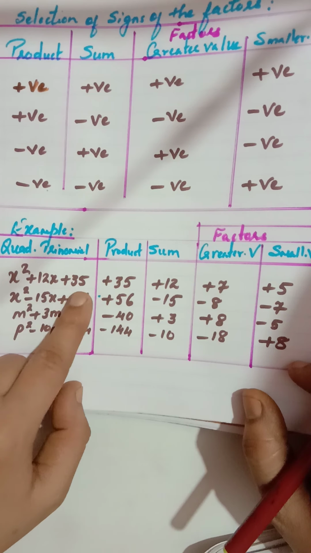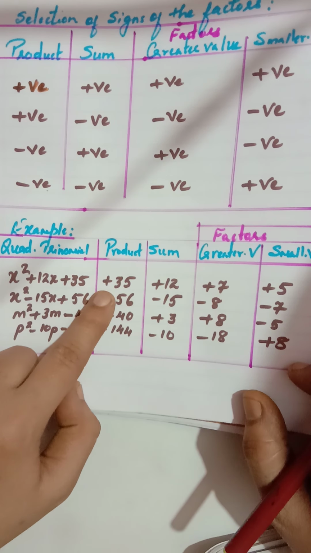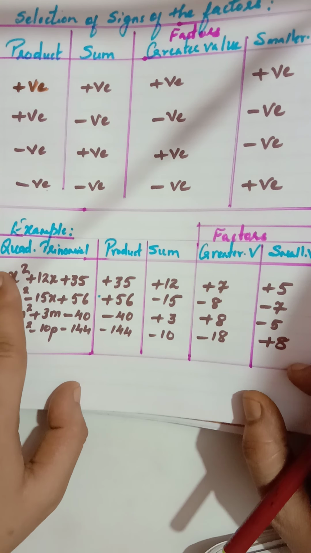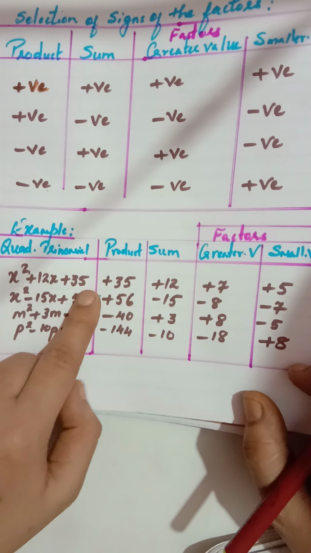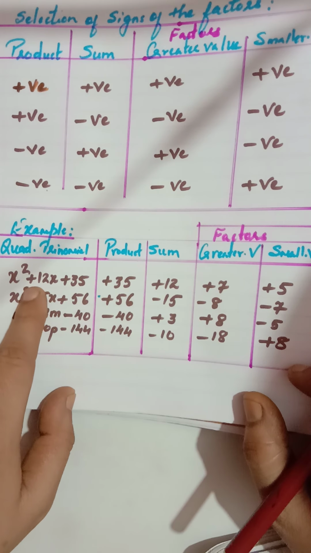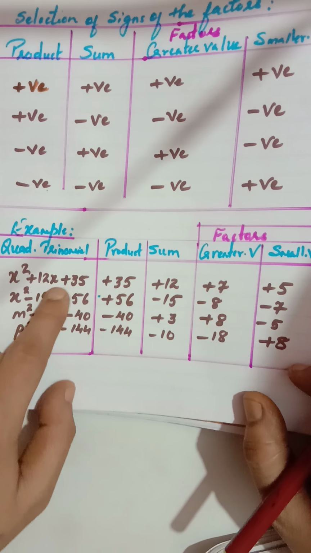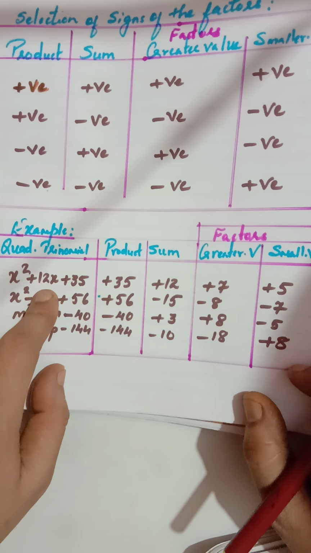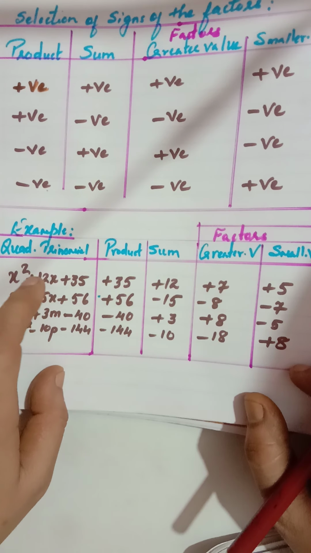So your product is 1 into 35, right? The coefficient of x square is 1, so 1 into 35, your product is 35. And what is your sum? Here the sum is plus 12. Always remember, this middle term's coefficient of the variable will be your sum.